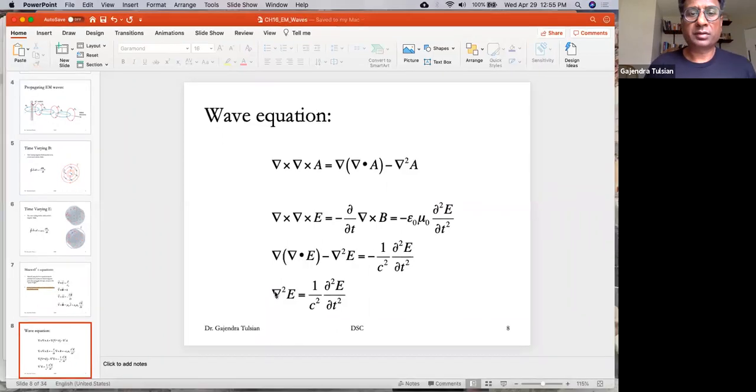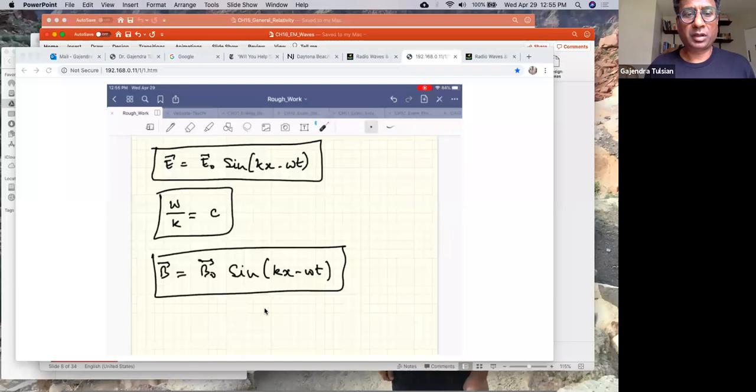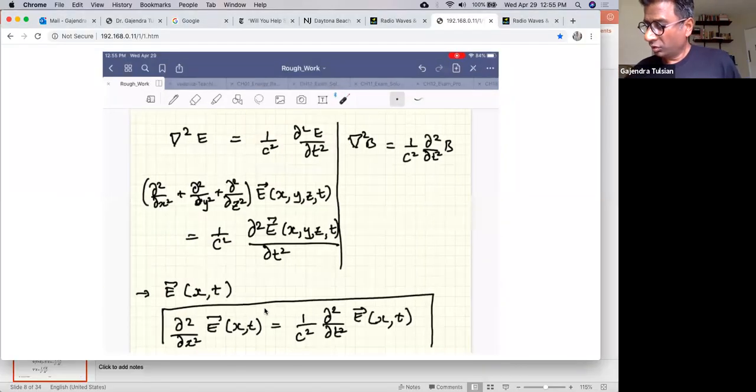So let me go back again. So what the wave equation does is, see, the wave equation is relating a second order spatial derivative to a second order time derivative. And dimensionally, c times t is distance. So you have distance square in the denominator and distance square in the denominator. Okay. All right.